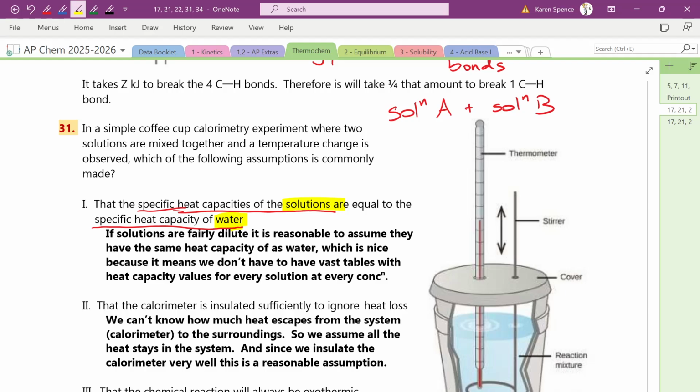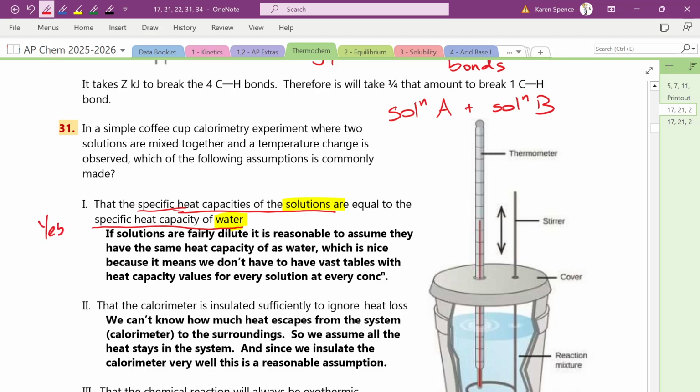The reason that we don't get specific with it is you would have to go and get a table of each concentration of each solute. Can you imagine doing that? Every solute, every concentration, you'd have to look up a different value. That's crazy. So we just go, close enough. Water's pretty good. It's mostly water anyway. The amount of solute is small compared with it. So this one is true.